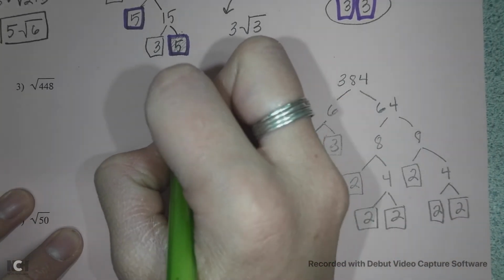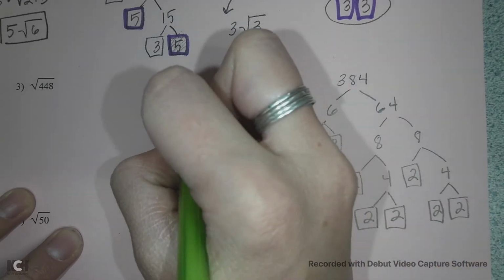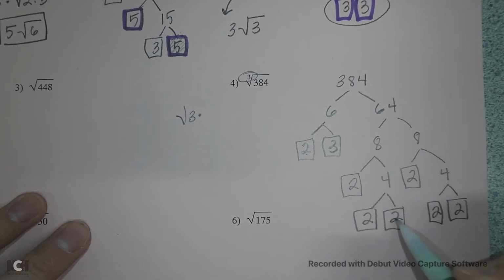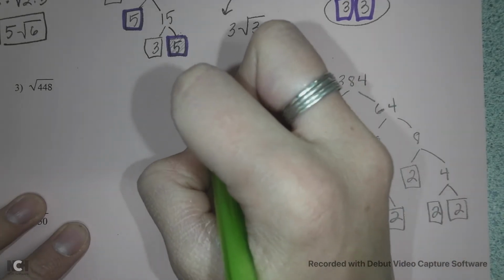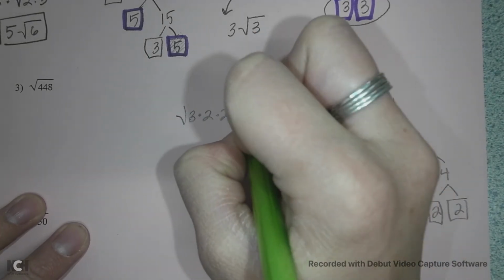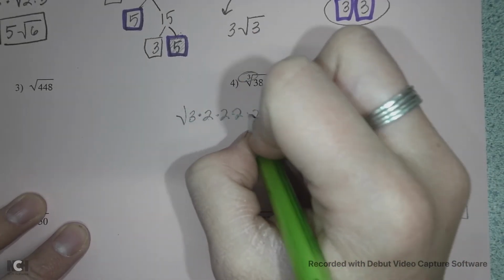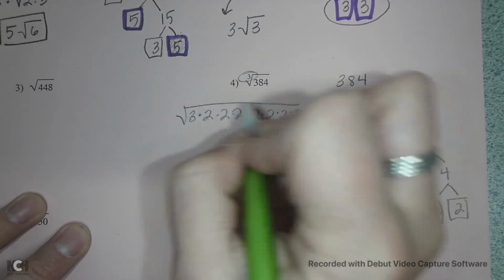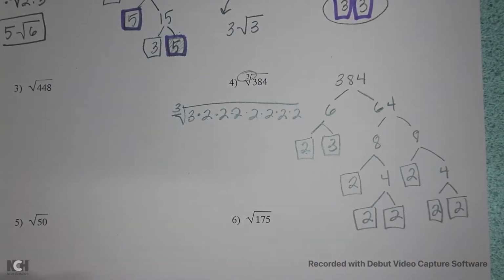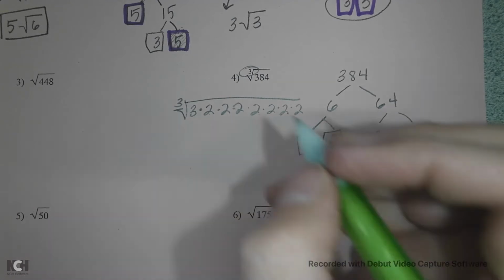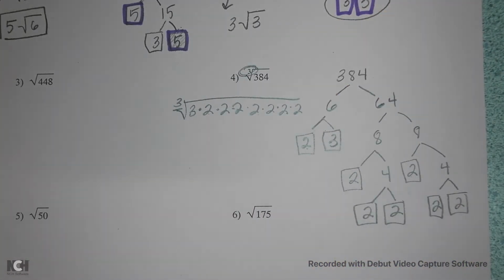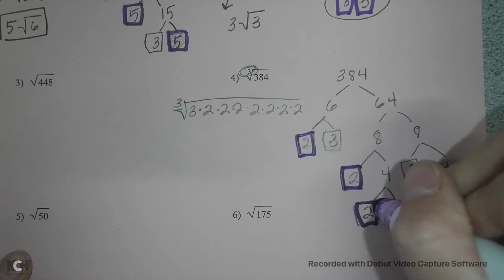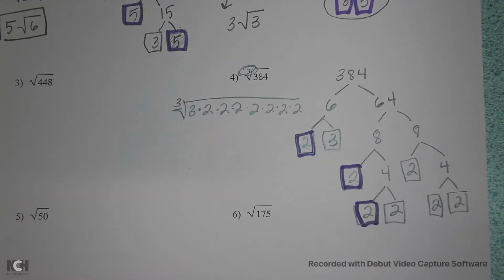So let's see. I'm going to rewrite. I have that 1, 3. We'll put him in front. Then I have 1, 2, 3, 4, 5, 6, 7 2s. And he is a cube root, so we keep that 3 on the shelf. Okay, so now we're looking for 3 of them. So that means I have 1, 2, 3.